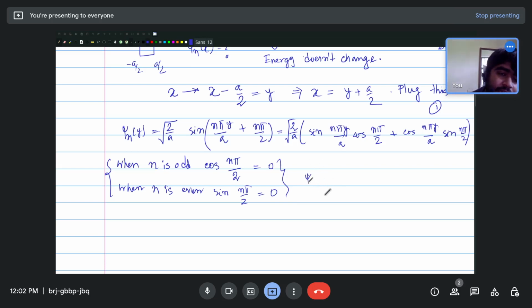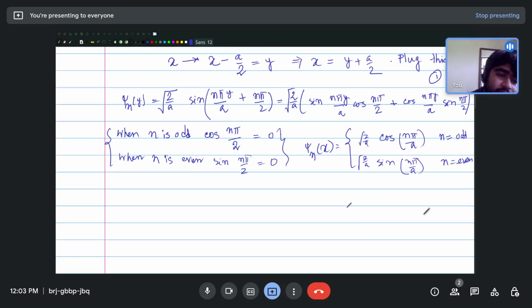So psi n of x has two cases. One is square root of 2 by a times cos of n pi x by a, and in the other case square root of 2 by a times sine of n pi x by a. The cosine is for n odd, and the sine is for n even.